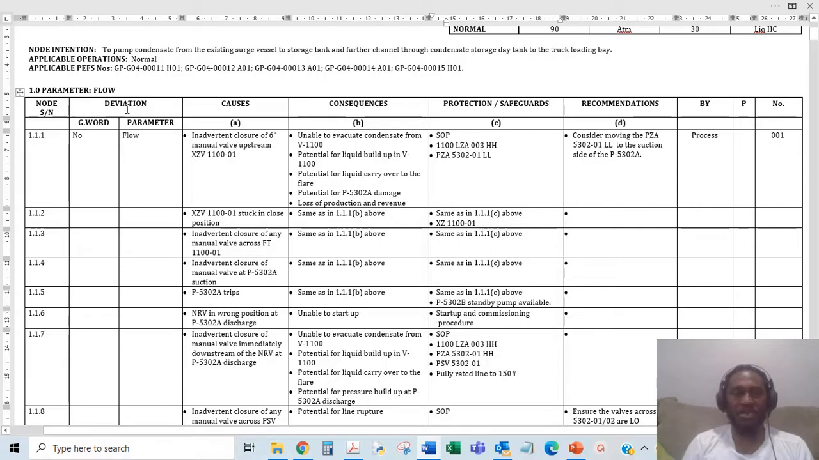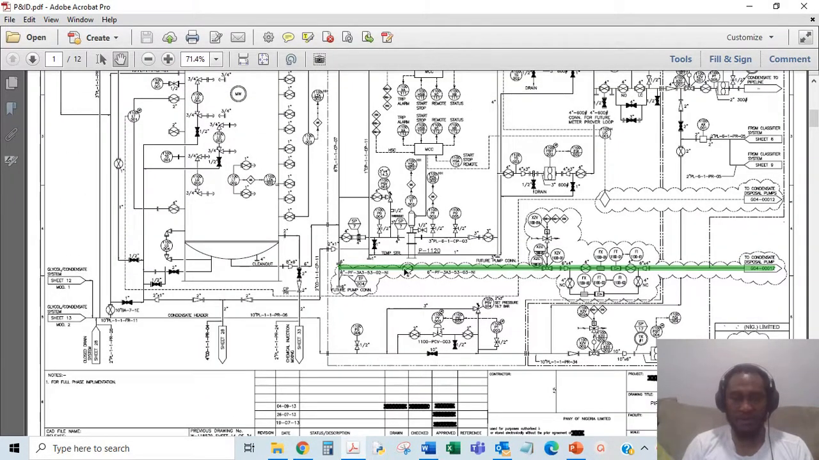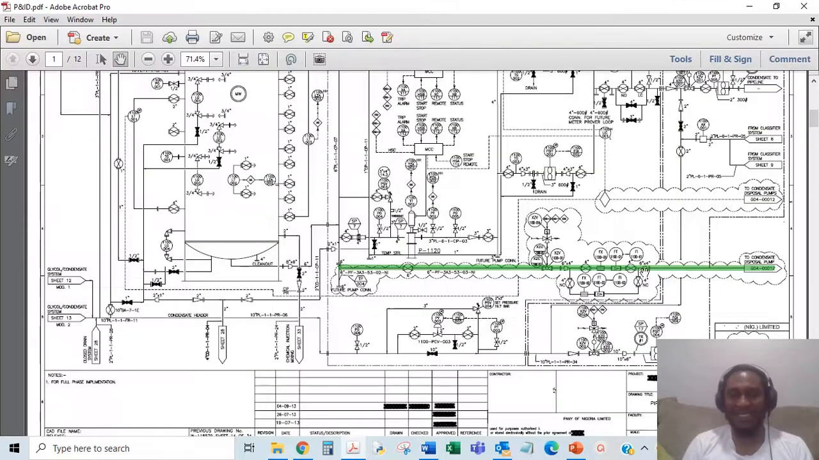So of course the deviation is the guide, there's the guide word and the parameter. The guide word could be no, more or less, and the parameter could be flow, pressure, temperature, or level. Then the causes: what could cause a no flow? That's what we think of here. We've said what causes a no flow is this valve being closed. It will cause no flow in our node. And after seeing that, we look at the consequences of having no flow inside our node.